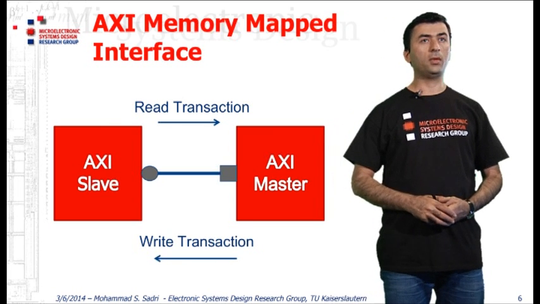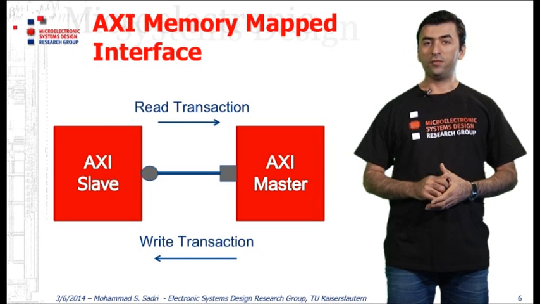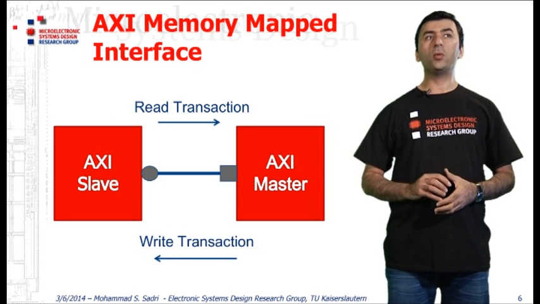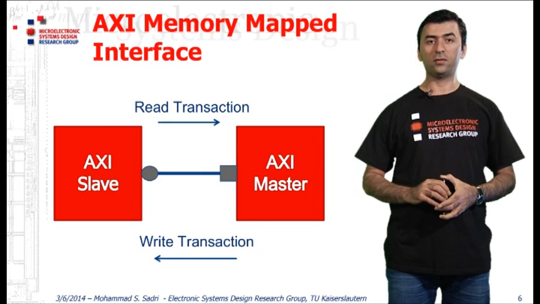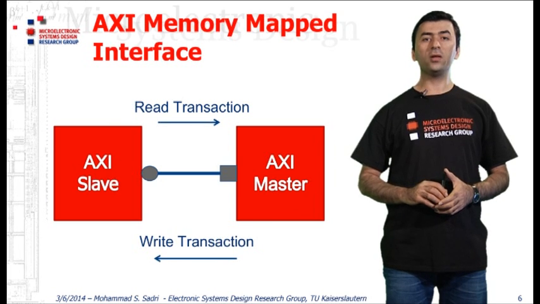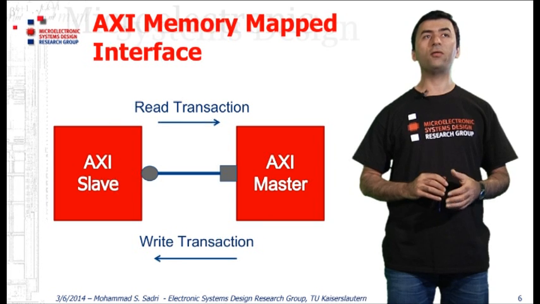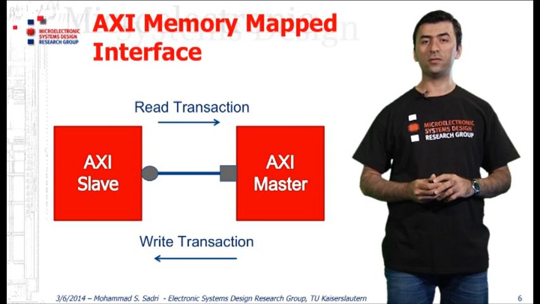Now, we have two types of AXI interfaces: AXI memory mapped interfaces and AXI stream interfaces. The AXI stream interface is basically a reduced or very simplified version of AXI memory mapped interface.